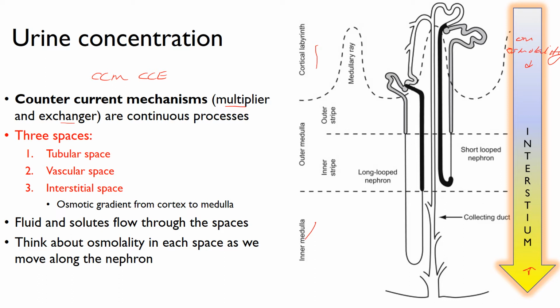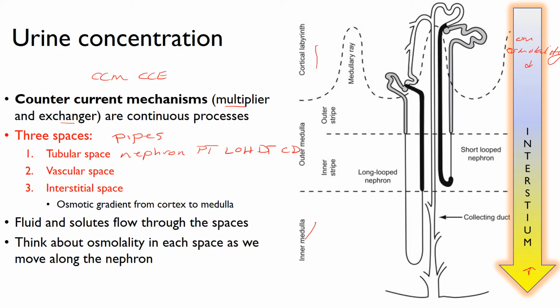We're going to be talking about three spaces as we go on. The first space, or you could call these almost like pipes, is the tubular space. So this is the nephron itself. This is the proximal tubule, the loop of Henle, the distal tubule, and the collecting duct. That is the actual tubular space.